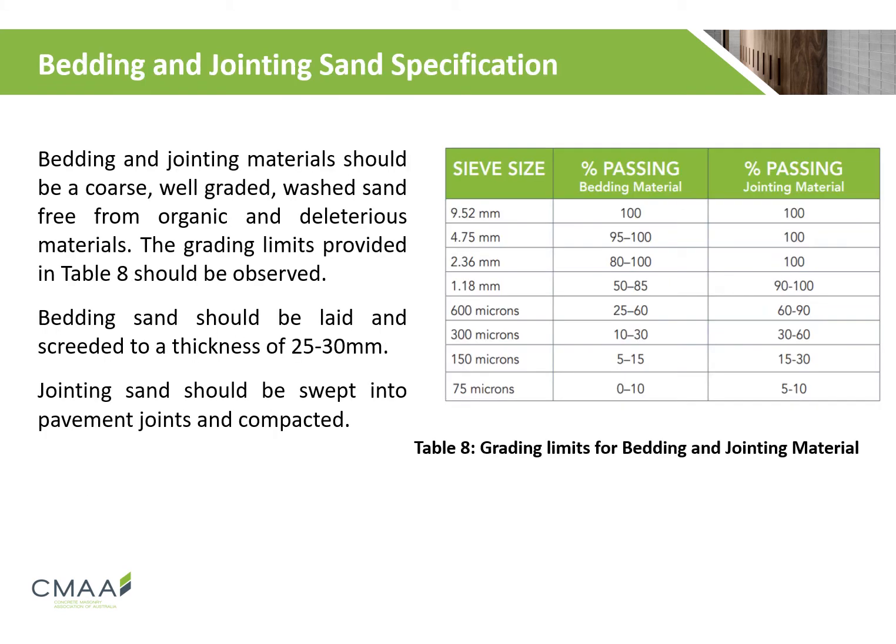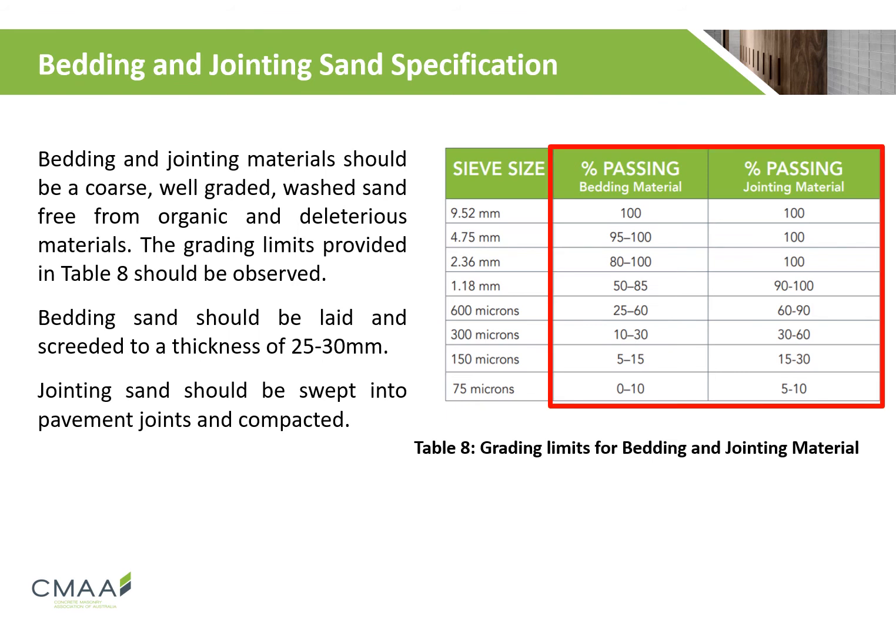Bedding and jointing materials should be a coarse, well-graded washed sand free from organic and deleterious materials. The grading limits provided in Table 8 are recommended by the CMAA and its member manufacturers, and should be observed during construction. Bedding sand should be laid and screeded to a thickness of 25 to 30 mm on the prepared base course during construction. Jointing sand should be swept into pavement joints and compacted after the pavement has been laid.